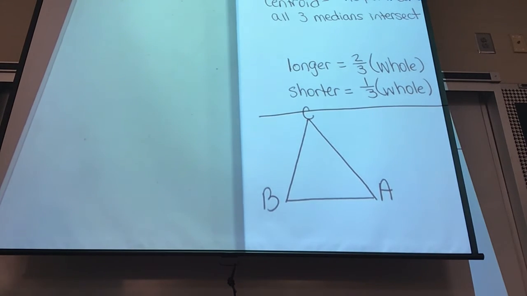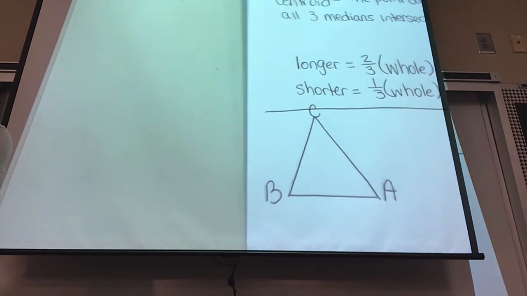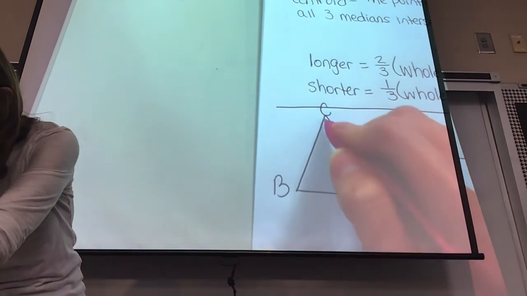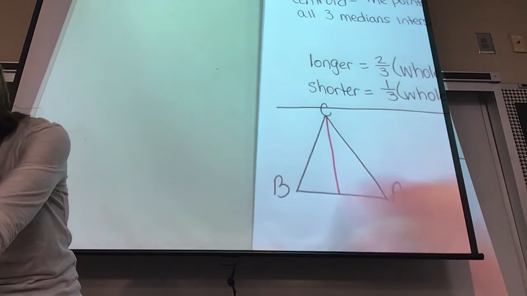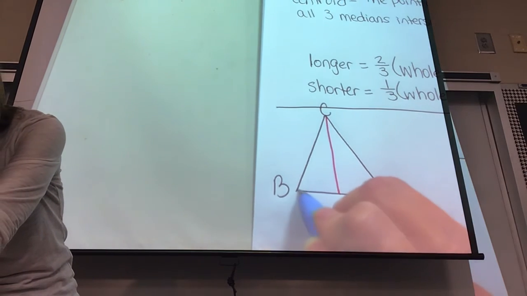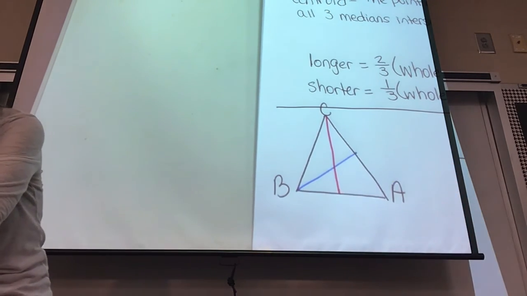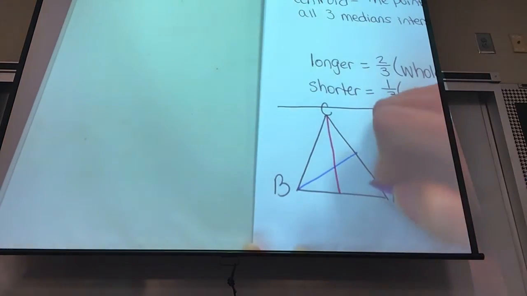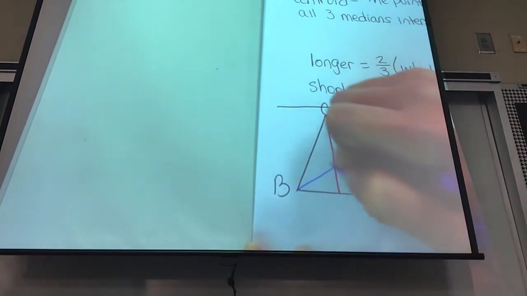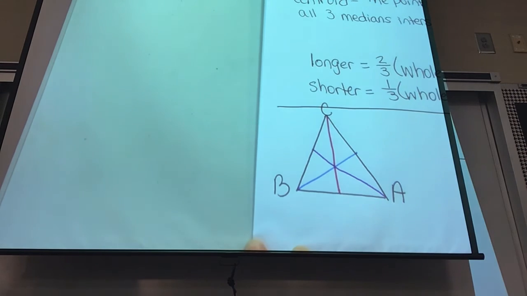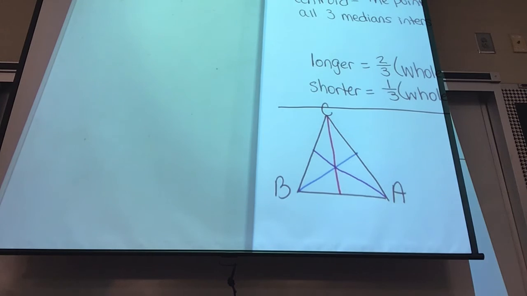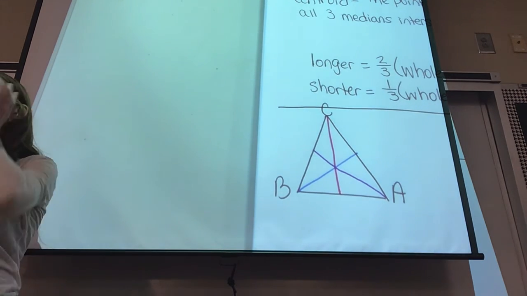Mine hadn't gone off, so. But I've got my alarm set. So just a second, we'll go. So, go ahead and draw your three medians. Okay. There we go. So you should have your triangle that looks like this.